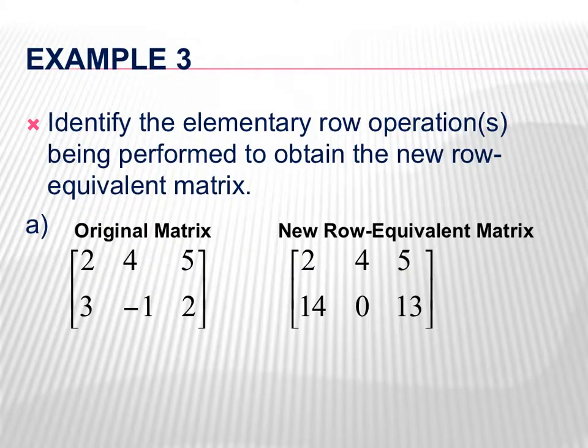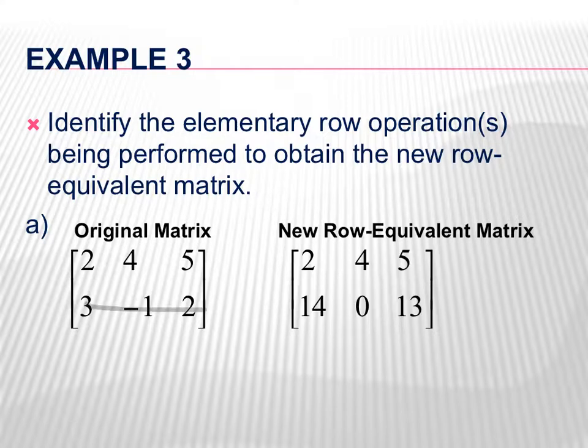So when you look at these, we're going to, again, baby step our way in. This just says identify the row operation or operations being performed to obtain the new row equivalent matrix. On the left-hand side is my original matrix, 2, 4, 5, 3, negative 1, 2. And on the right-hand side is my new altered matrix. And you have to figure out what was done to get it there. Remember, we can multiply, we can add, and we can combine those two, or we can switch rows. If you look at the first one and compare it to the second one, which row was changed, first of all? The second row, okay?